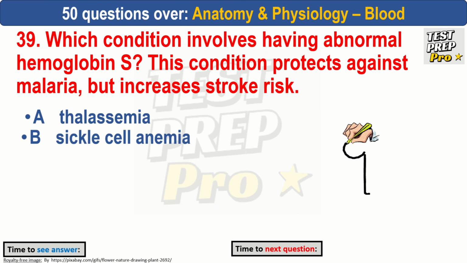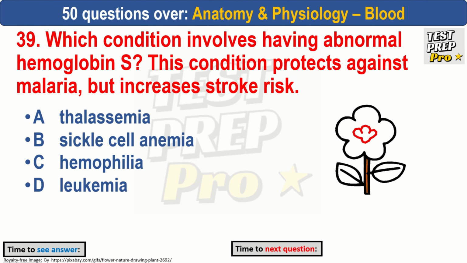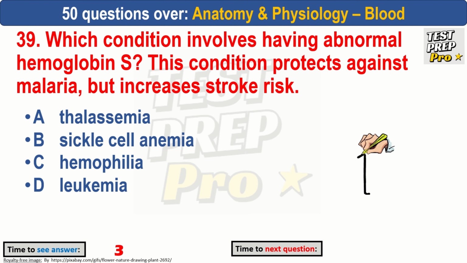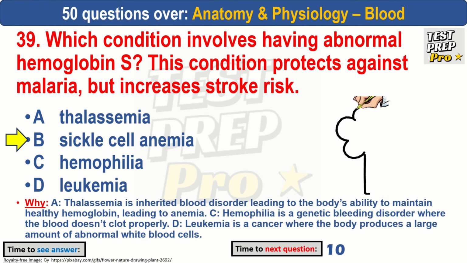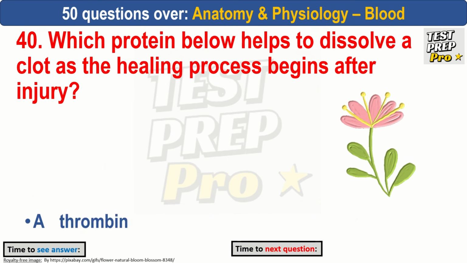Which condition involves having abnormal hemoglobin S? This condition protects against malaria but increases stroke risk. Is it A, thalassemia, B, sickle cell anemia, C, hemophilia, or D, leukemia? So which one is going to result from this abnormal hemoglobin? It's going to be sickle cell anemia. This is very common in Africa, and it protects them against malaria, but it does increase the risk of stroke, heart attack, and some negative things. So it's got a plus and a con with that health condition.